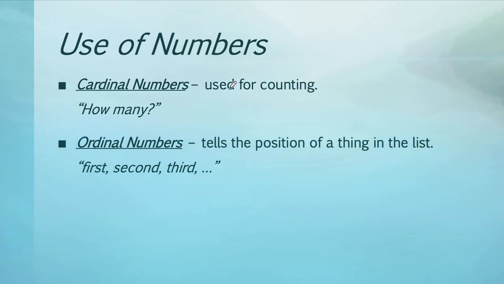Second are ordinal numbers. These numbers tell you the position of a thing in a certain list. So for instance, we have first, second, and third, and so on. I think you know the rest. And ordinal from the word order. Okay, order.